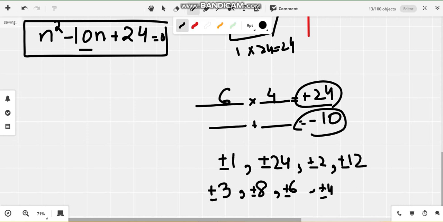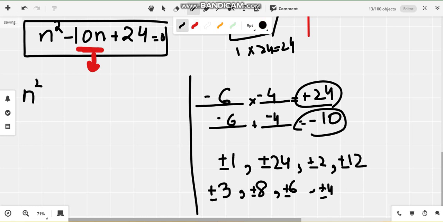Now what sign will we write with it? If we do minus 6 and minus 4, that gives us minus 10, and when you multiply them, that gives us positive 24. Yes, so this will work. Then we will replace the 10n with its factors. So n square minus 6n minus 4n plus 24 equals 0.